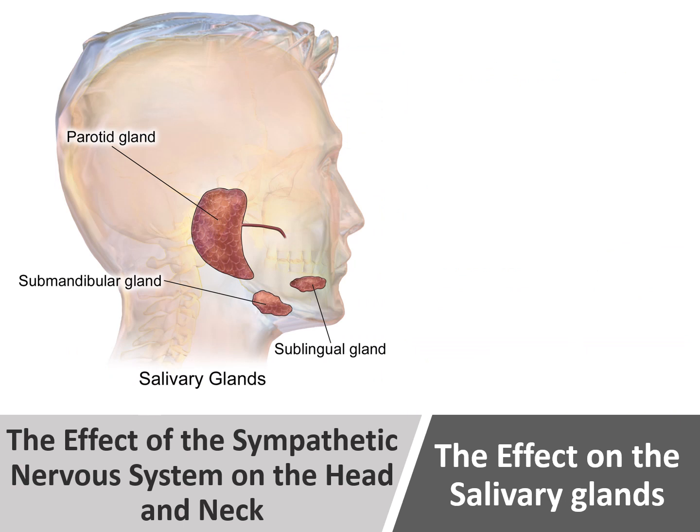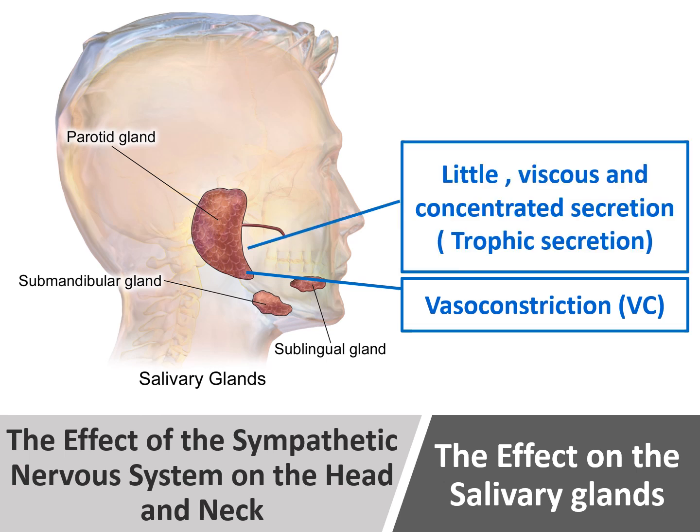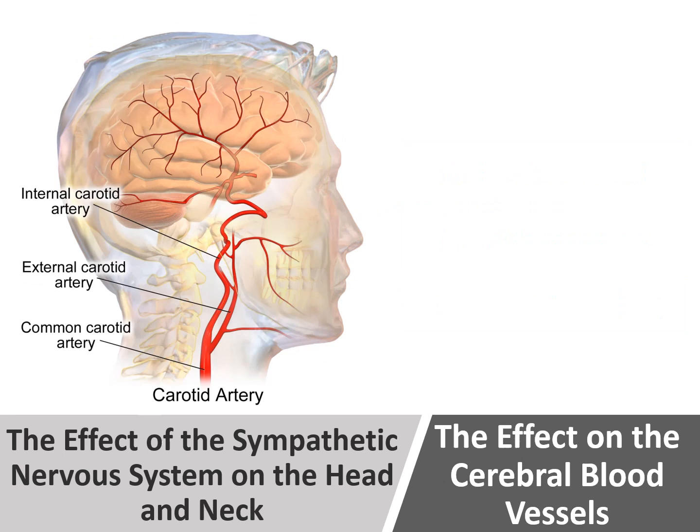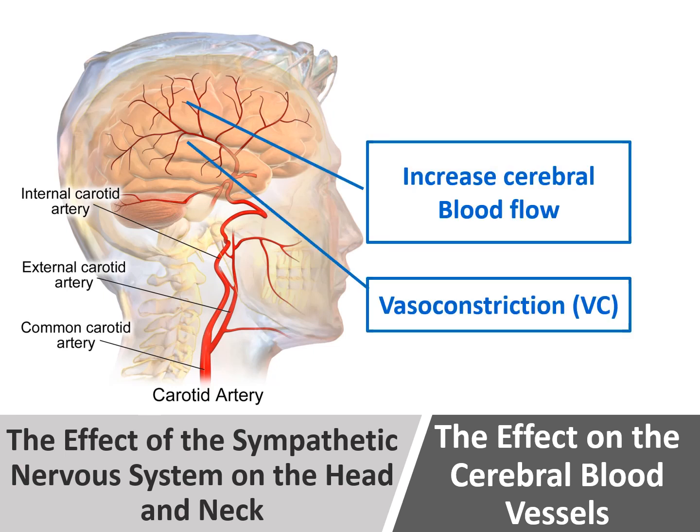The effect of sympathetic stimulation on the salivary glands. In these glands, sympathetic stimulation causes vasoconstriction and contraction of the myoepithelial cells that surround the salivary acini, leading to salivary secretion characterized by being little, viscous, concentrated secretion. That's to say, it's a trophic secretion. The effect of sympathetic stimulation on the cerebral blood vessels: sympathetic stimulation produces mild vasoconstriction accompanied by increased cerebral blood flow due to the increase in the systemic arterial blood pressure.